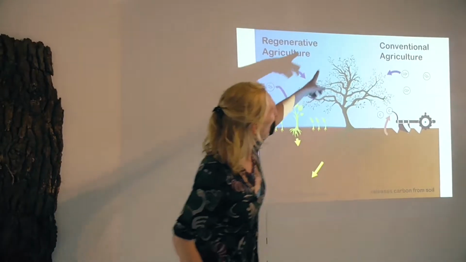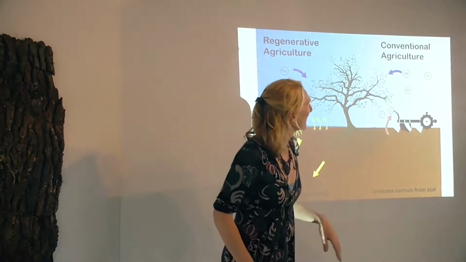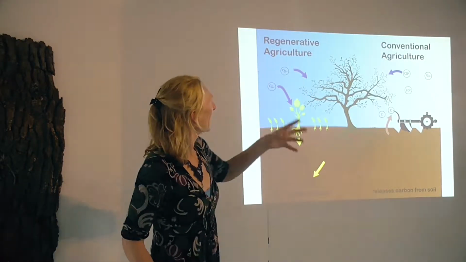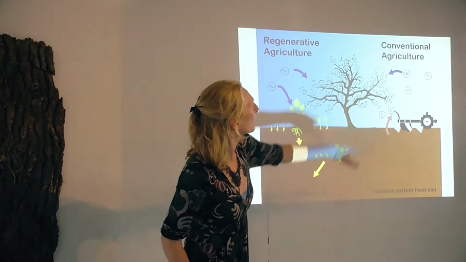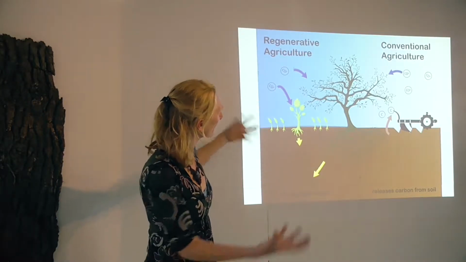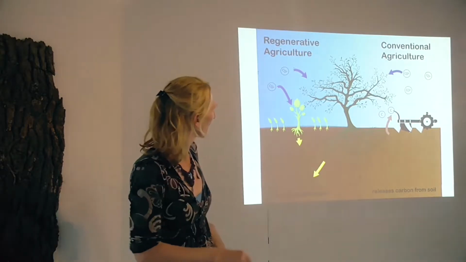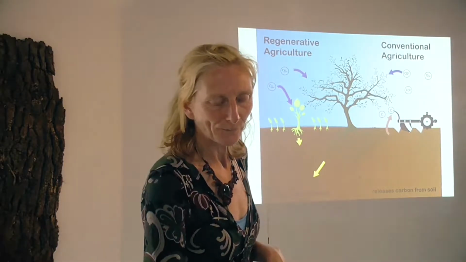So conventional agriculture: ploughing, soil running away, and carbon being released. And regenerative agriculture works with plants to actually store more carbon into the soil. That's the way we want to go.